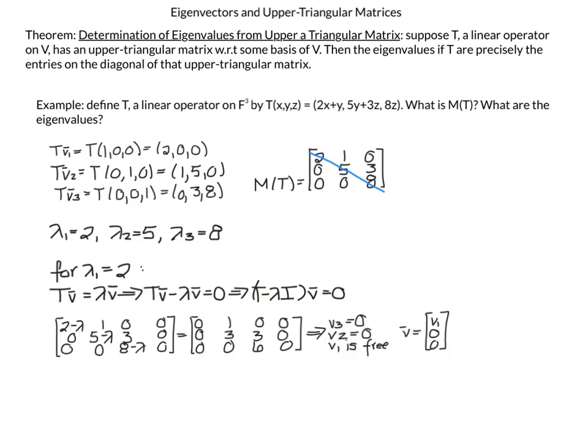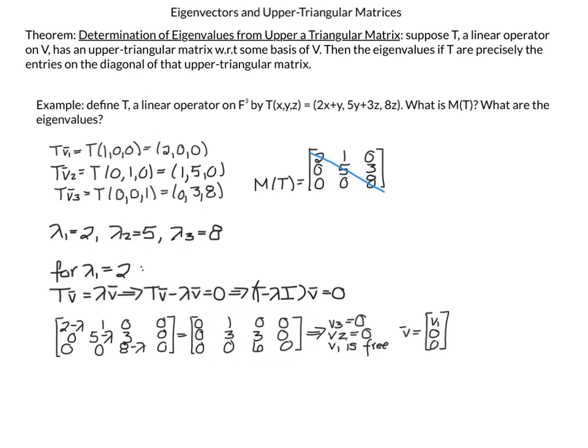Plugging into our matrix now, because we have T minus lambda I, across the diagonal we have 2 minus lambda, 0, 0. For our next column, we have 1, and then 5 minus lambda, 0. And then for our last column, we have 0, 3, 8 minus lambda. And I put the 0 vector over here, our solution vector for our augmented matrix. I plugged in lambda equals 2. So I have 0, 0, 0 in our first column, 1, 3, 0 in our second column, and 0, 3, and then 8 minus 2, 6 for our third column, and 0, 0, 0.